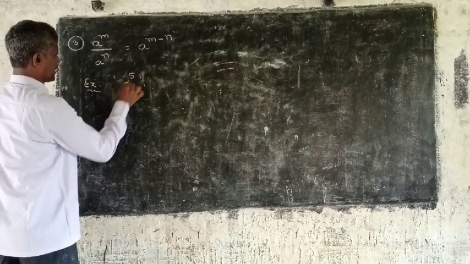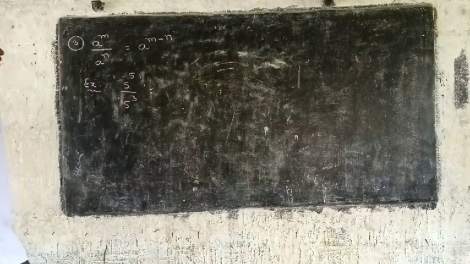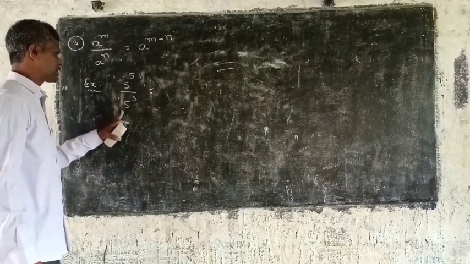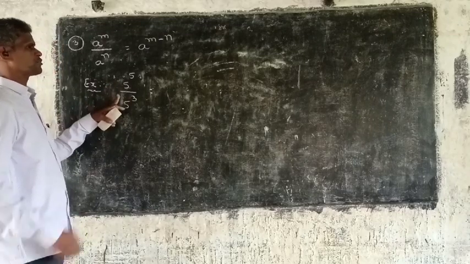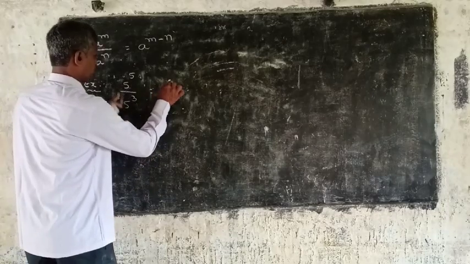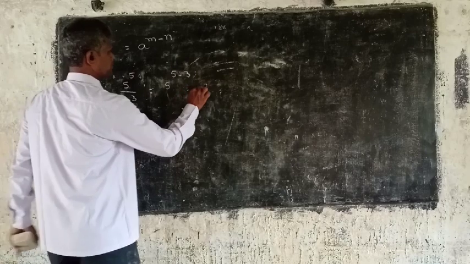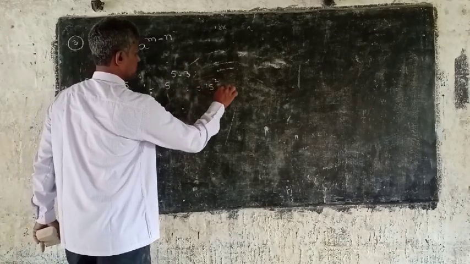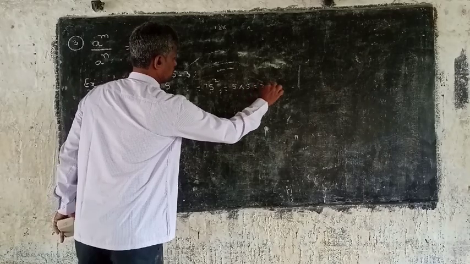5 to the power of 5 by 5 cube. Base equals 5. Bases are equal. Division changes into subtraction. 5 to the power of 5 minus 3 equals 5 square. 5 square means 5 into 5 equals 25.